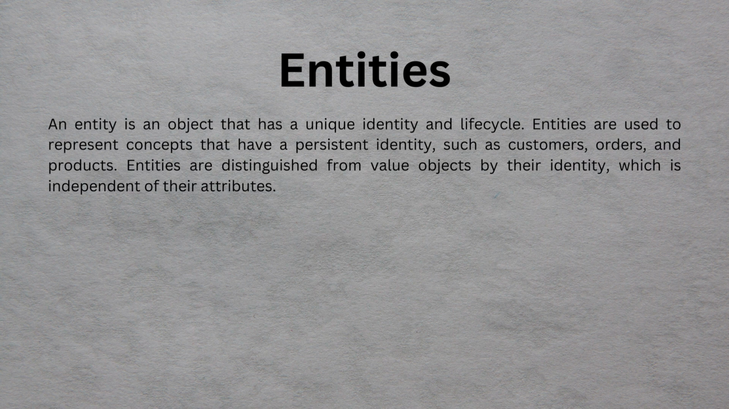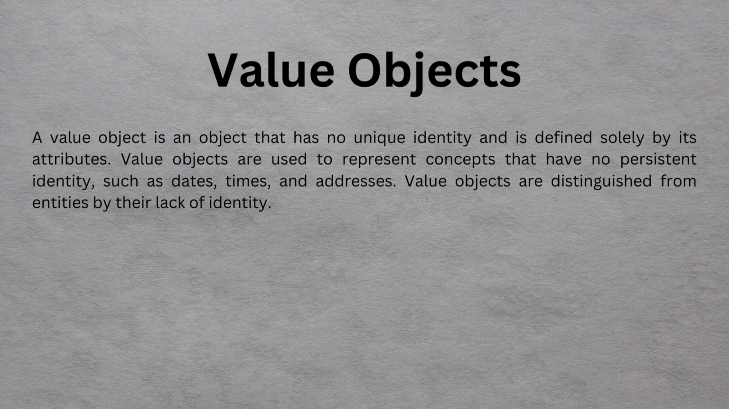Entities are distinguished from value objects by their identity, which is independent of their attributes. For example, in an e-commerce platform, a customer may be an entity. Each customer has a unique identifier, such as an email address, and a set of attributes, such as a name and address.